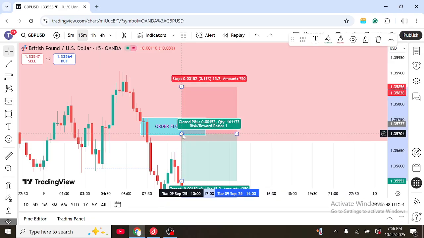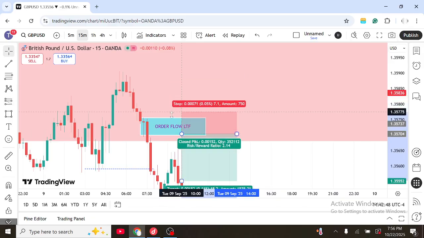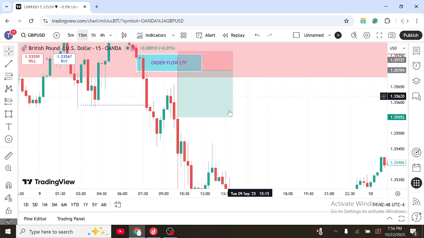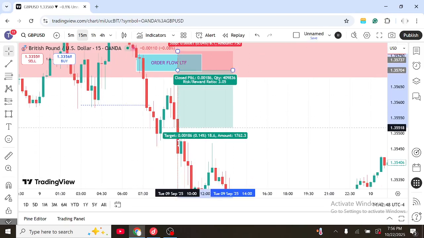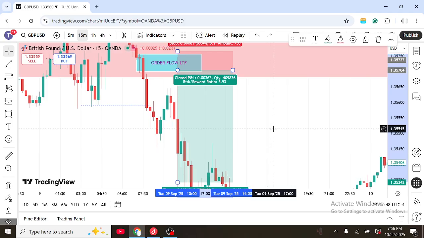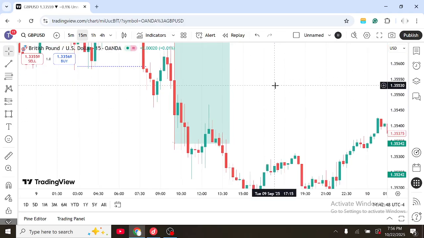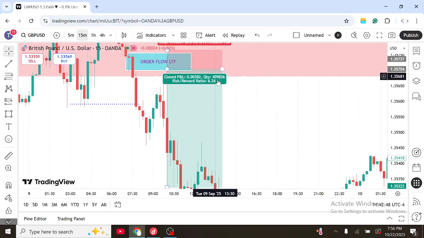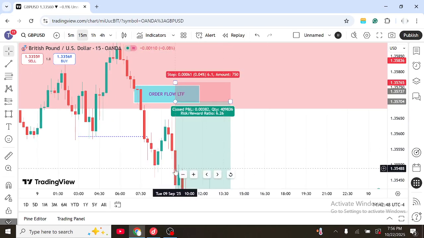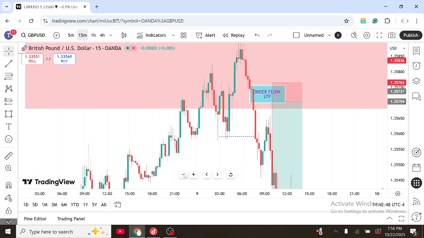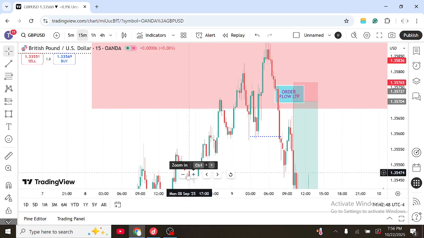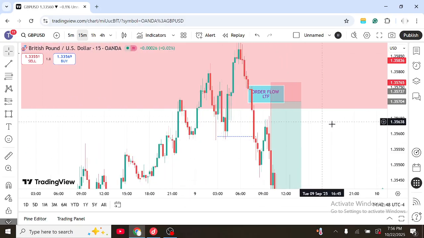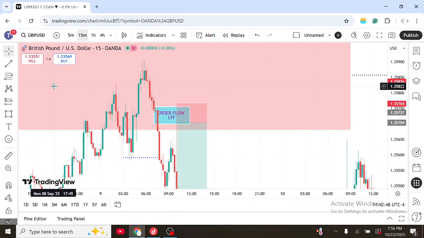From here, take my entry, stop loss a little bit above the order flow, and then 1:5, or you can do whatever you want to do. You can see this is close to 1:6. So that is how to use my entry model. You just need to understand order flow, how to draw your order flow, and then you look for order block.